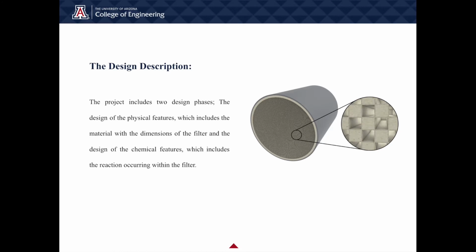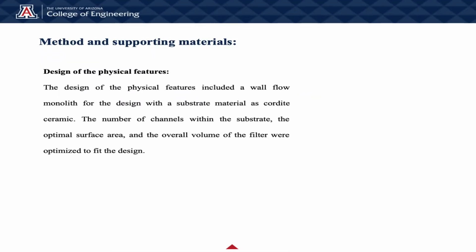The first was the design of the physical features of the filter, which included choosing the substrate material and optimizing the dimensions of the filter. The second phase was the design of the chemical features, which included modeling the reaction occurring within the filter walls and optimizing the selection of the catalyst and the temperature of the reaction. Now, I'll leave you with Muhammad to explain the methods of approach.